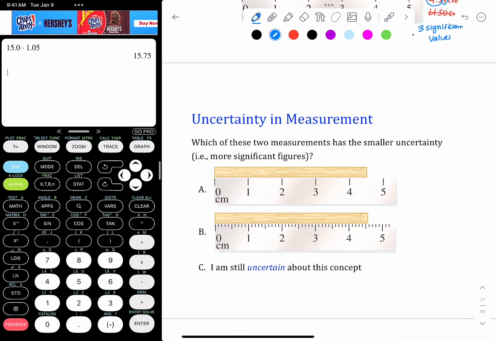So, which one of these 2 measurements that we just made has the smaller uncertainty? Has the smallest uncertainty? Which one are you more certain about? Take a second and think about that. Which one are you more certain about, or has the smallest amount of uncertainty?